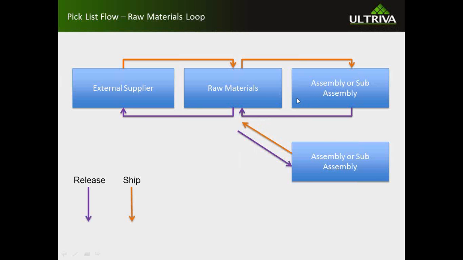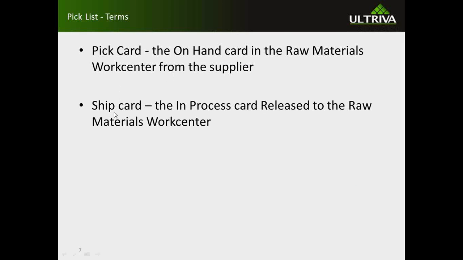All right, a couple of terms that we'll need to keep in mind here. We have something called the pick card, which is your on-hand card, on-hand there in your raw materials. And then also the ship card. If we say ship card, that's your in-process card that does get released to your raw materials work center. That's the one that you ship to the assembly line. So we have pick card and ship card.